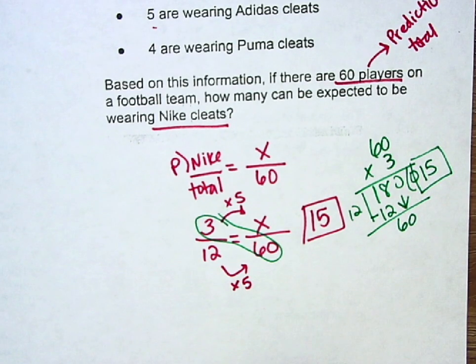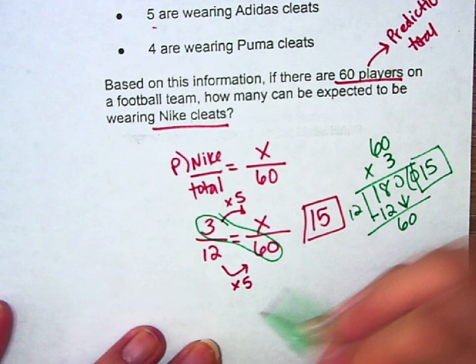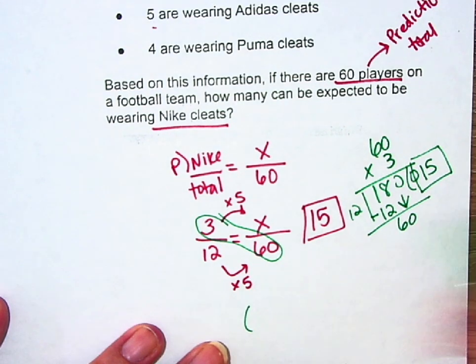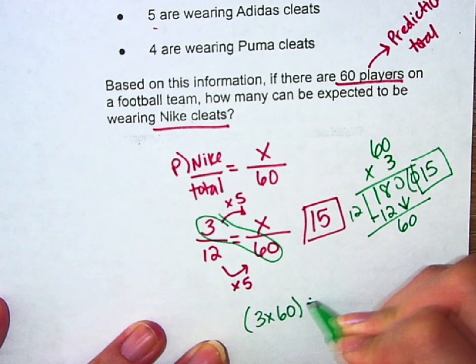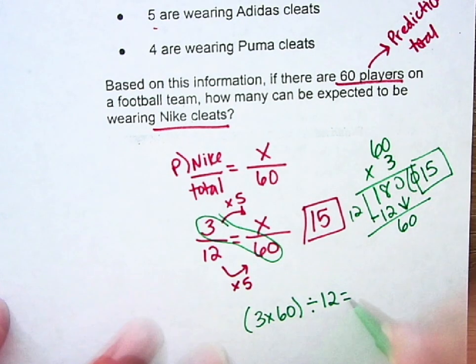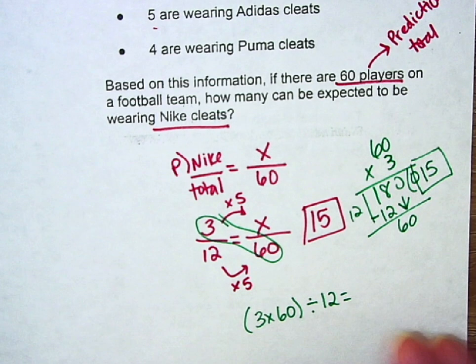15. Okay. Remember, Desmos people, you're putting this in the calculator. You're putting 3 times 60 and then divided by 12. And you'll get your answer. Turn it over on the back.